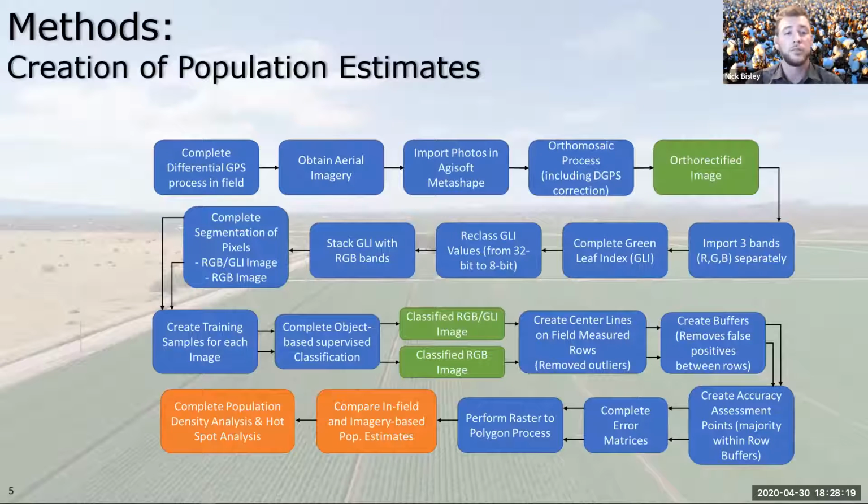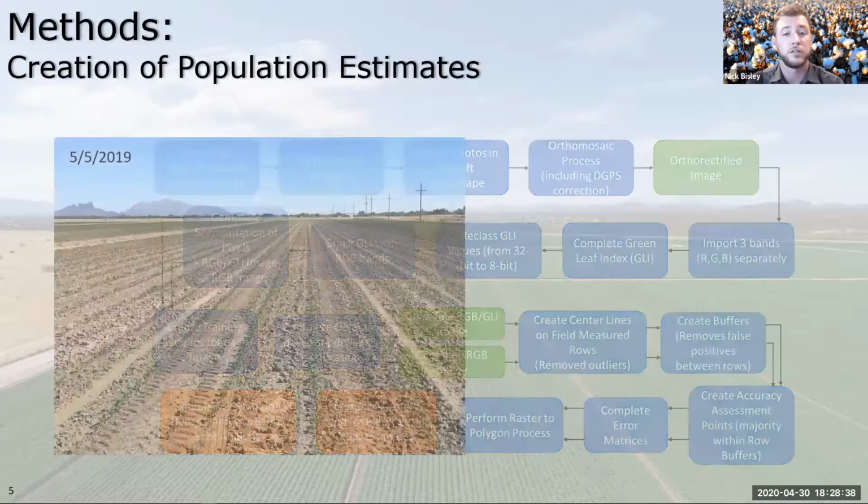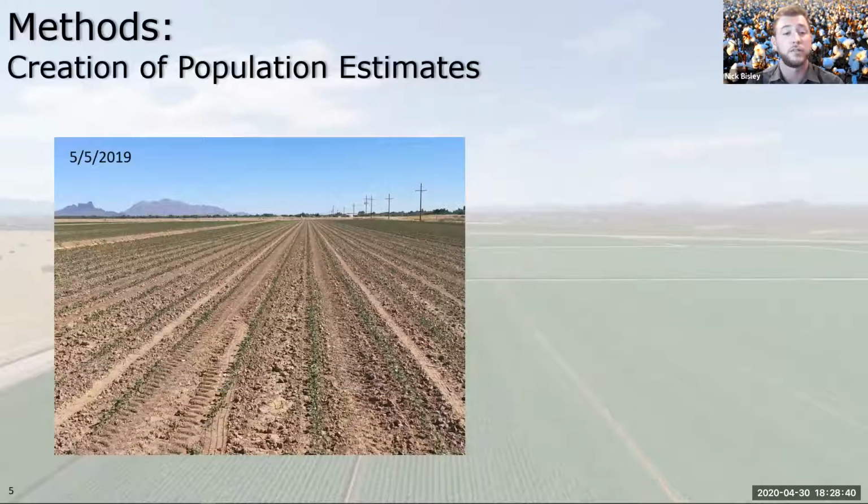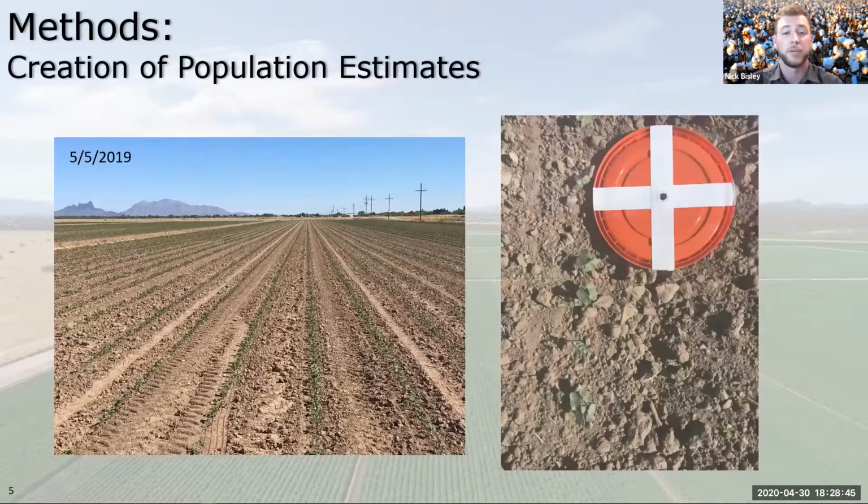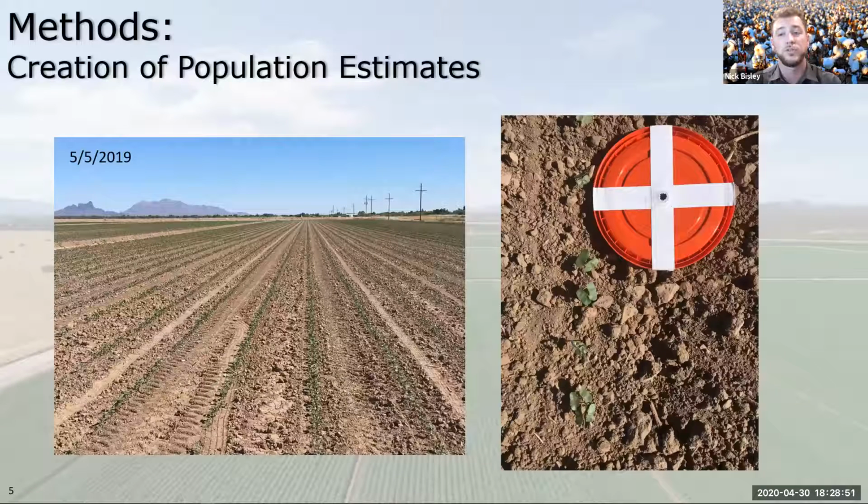So here's a long flow chart of the process to create the population estimates. And really the things to focus on here are the orthomosaic image, or orthorectified image, then the classified images. So here's a snapshot of what that field looked like on that first day in early May of last year. That's just when the plants are starting to come up. And here you can see them in that cotyledon stage, so just those first 2 leaves are popping up, and that's the time that we're trying to get accurate counts of these plants.